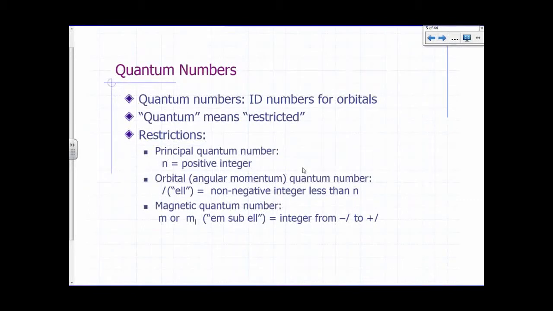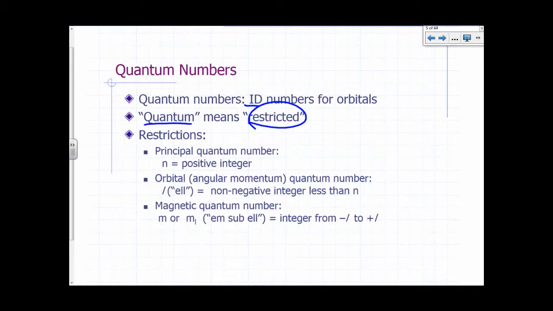So quantum numbers are, again, numbers that arise when you solve the Schrodinger equation, and these are quantities that are restricted. The adjective quantum means restricted. There's only certain allowed values for these numbers, and there are numbers that are associated with orbitals. In fact, you can think of quantum numbers as ID numbers for orbitals, a way to identify these orbitals.